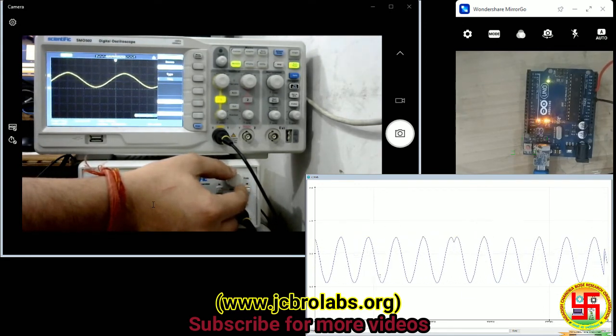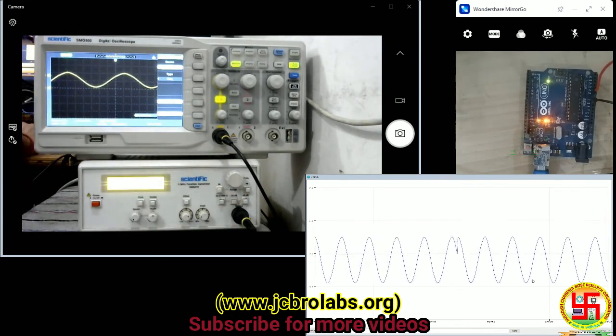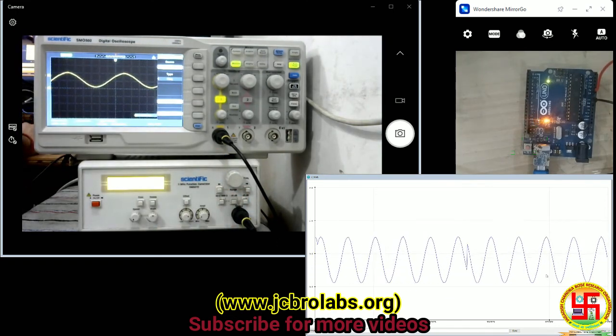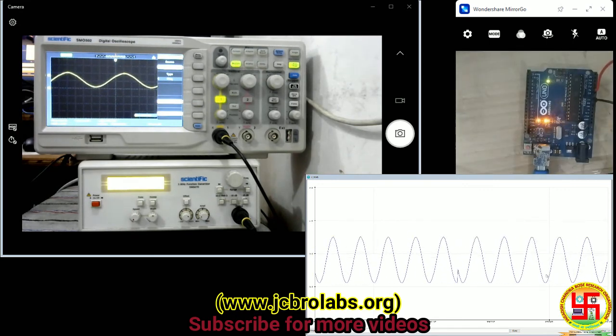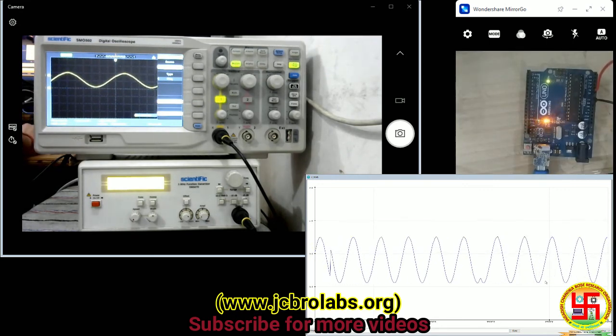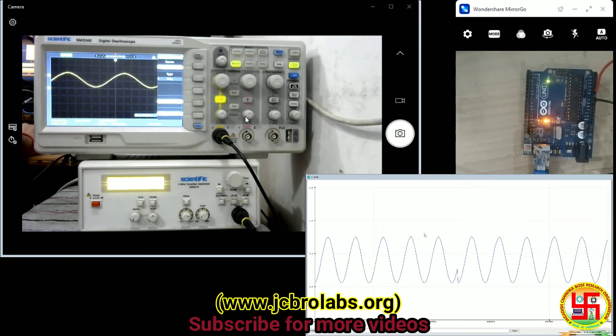Now you might also have been observing these small peaks in between. That is because it has just generated a frame and then transmitted it over. That's why this transition is occurring.